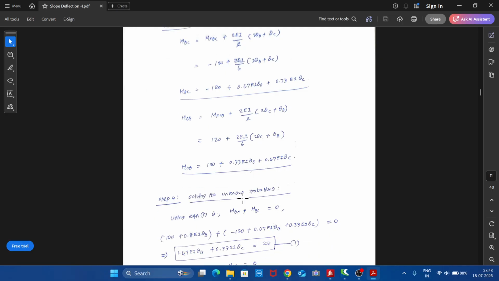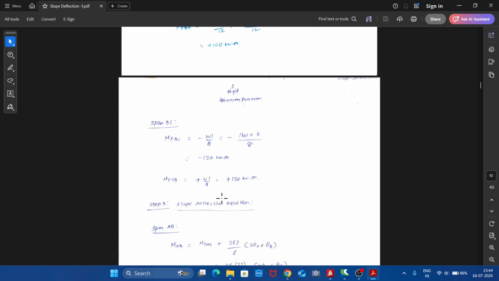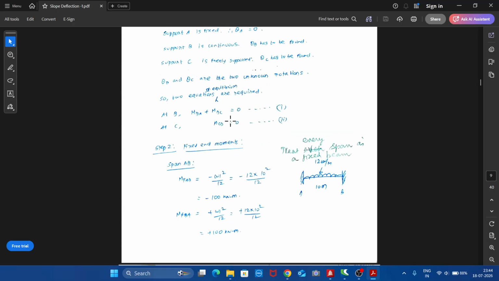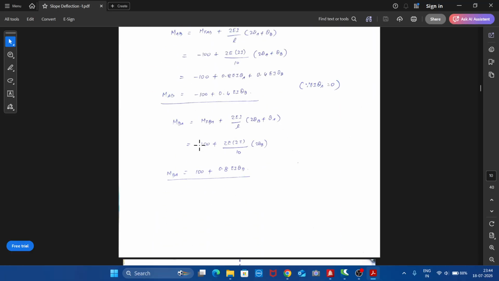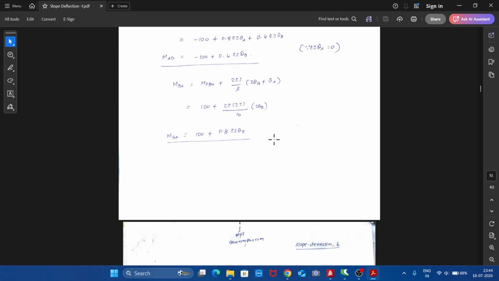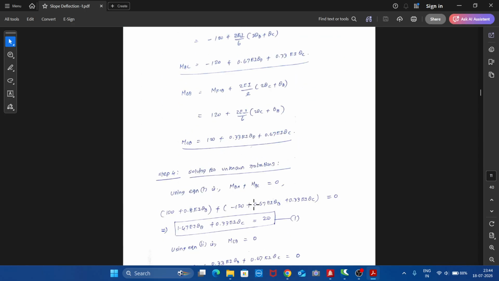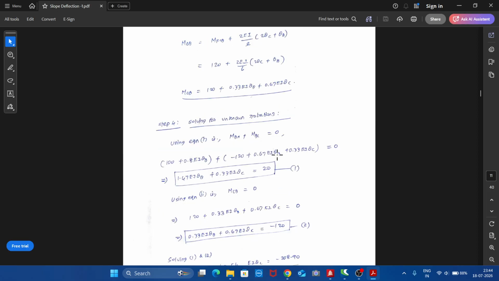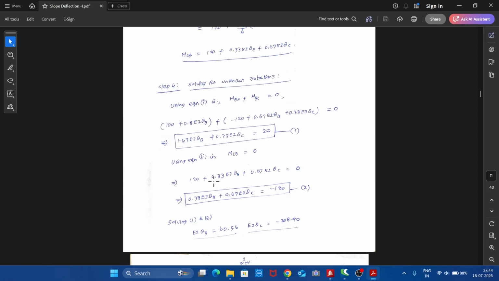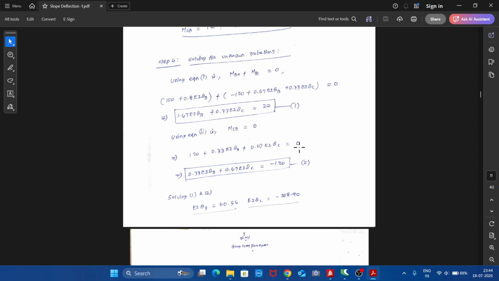Then step 4, solving for unknown rotations. So you go back to step 1 where we have the equations of equilibrium. So we have MBA plus MBC equal to 0 and MCB equal to 0. In the third step, we have all the end moments expressed in terms of fixed end moments and end rotations. So we can substitute here the equations of equilibrium. That is, the first equation of equilibrium is MBA plus MBC equal to 0. MBA equation we have, MBC equation we have, equal to 0, and we get an equation. And then using equation 2, that is MCB equal to 0, will result in another equation. Solving these two equations, we get the values of EI theta B and EI theta C.